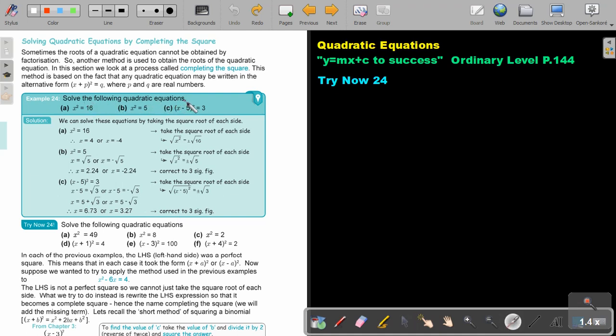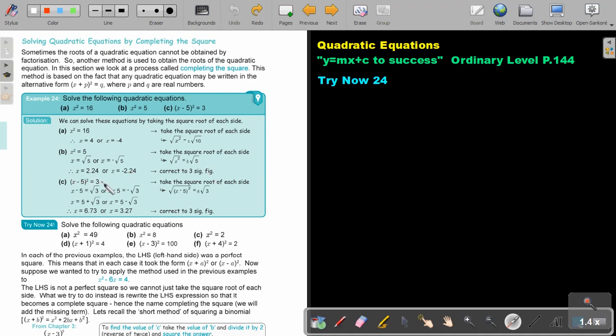Solve the following quadratic equations. x squared equals 16. So in this case, we will just take the square root on both sides, and we will get x is 4 and x is negative 4. Okay. If I look at this one, x squared equals 5, take the square root. Remember, because it's a square root, one option will be positive and the other option will be negative. And then I just press it on my calculator, correct to three significant figures.